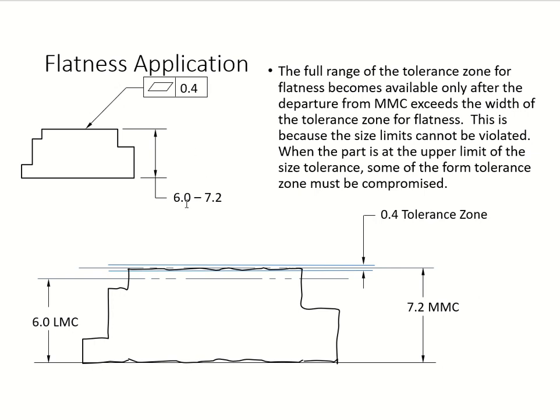Then we also have a size tolerance of 6 all the way to 7.2, MMC to LMC. You subtract it, and you're going to get the first zone; the second zone is 0.4. We're going to put it all the way up, beyond this 7.2 MMC. See how it goes up. So in that case, you have to compromise some of the form tolerance zone. Why? Because you cannot violate the size limit. So we have to bring that between this LMC and MMC.